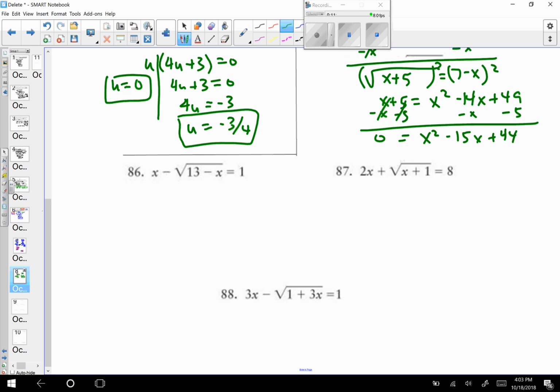Okay. So subtract x, subtract x. So I'm just going to set this up for you. Negative square root of 13 minus x is equal to 1 minus x. We want to get that radical by itself, so we could just divide by negative 1, which is the same thing as just switching the signs for everything. So the negative sign goes away, which is what we want.